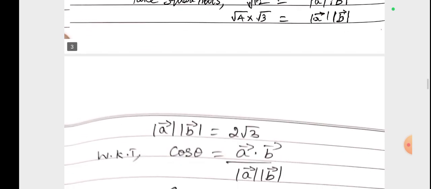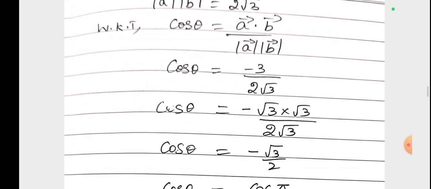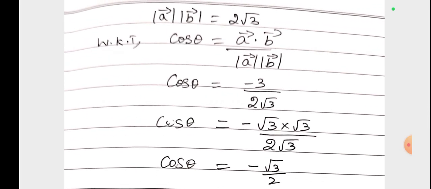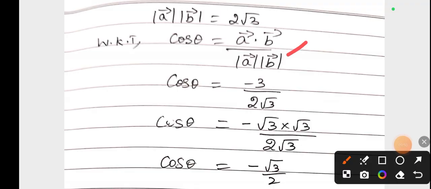They ask theta. Then use this formula: cos theta equals A vector dot B vector by magnitude of A vector into magnitude of B vector. So A dot B is minus 3, which itself is given, and magnitude of A into magnitude of B is 2 root 3, we got this by using the formula.